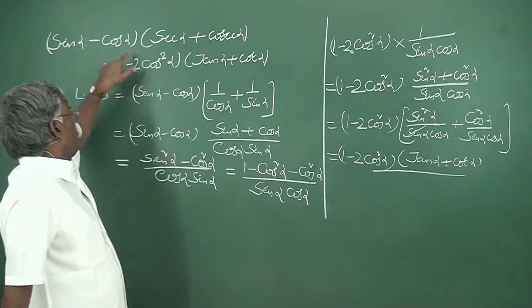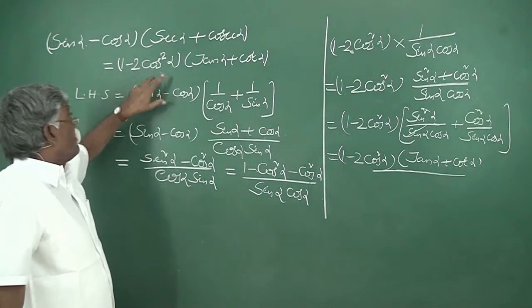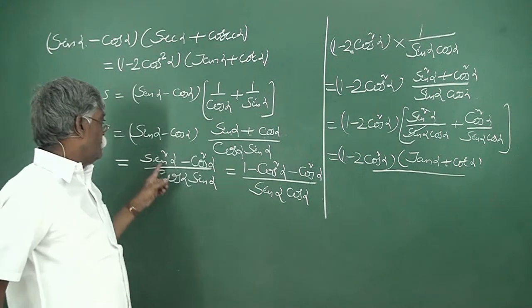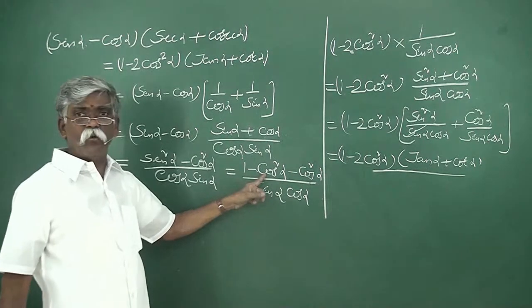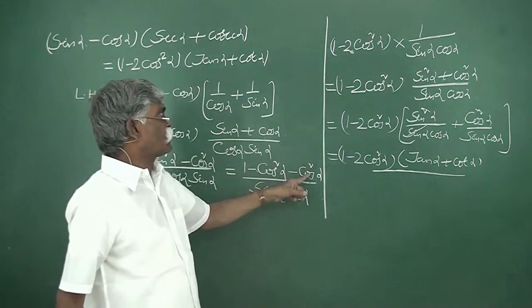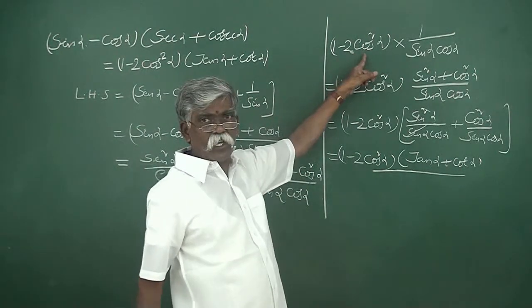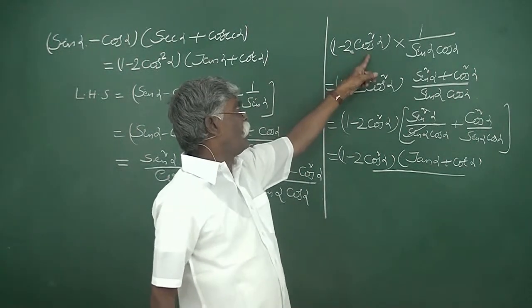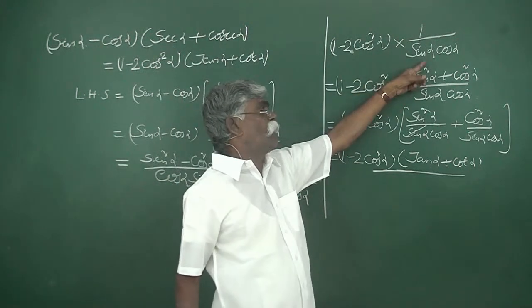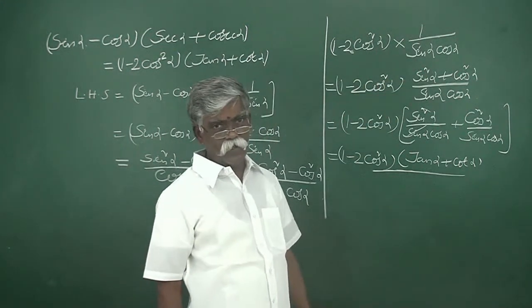When we have looked at the answer, the first part is in terms of cos, therefore the sin square alpha is written as 1 minus cos square alpha, minus cos square becomes minus 2 cos square alpha. Therefore this is 1 minus 2 cos square alpha into this is written as 1 by sin alpha cos alpha.